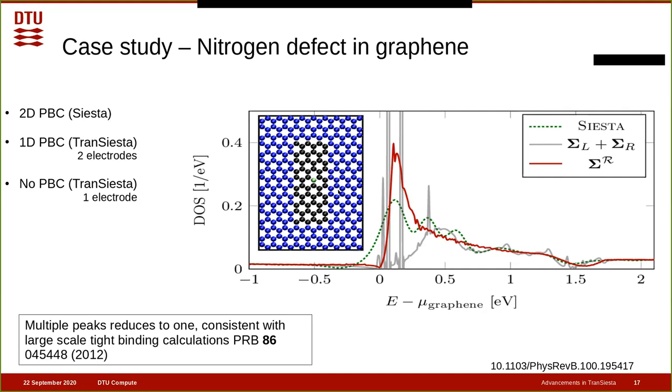If you then use the TranSIESTA calculation, you see a 2-peak structure, but that's also wrong, because you still have the periodicity in the transverse directions. The true result is found when you do the real space self-energy. You find a 1-peak structure and a broad tail. In general, they correspond very nicely, but in particular, the real space method captures the real density of state of the nitrogen in the best way. This is also consistent with large-scale tight binding calculations, where you also only see 1 peak.